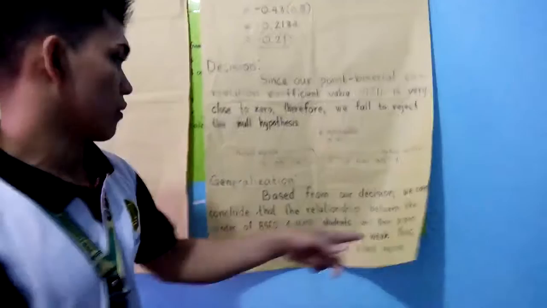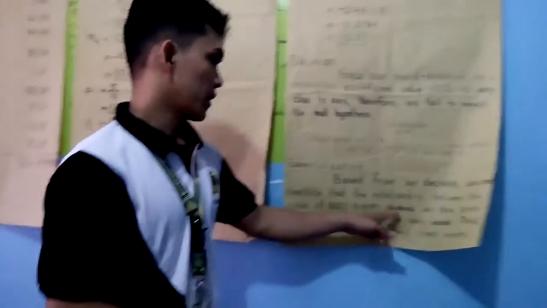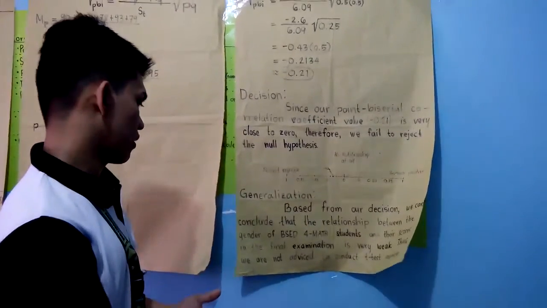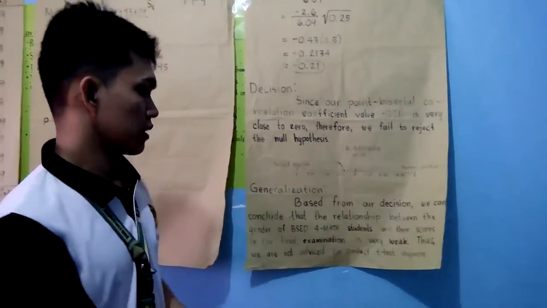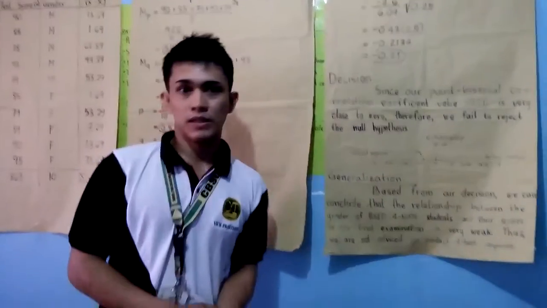Based on our decision, we can conclude that the relationship between the gender of BSN for mathematics students and their scores in the final examination is very weak. Thus, we are not advised to conduct a t-test anymore. Thank you, and that's all.